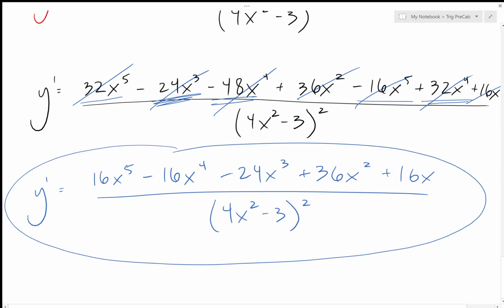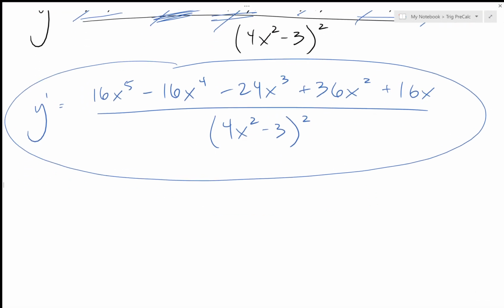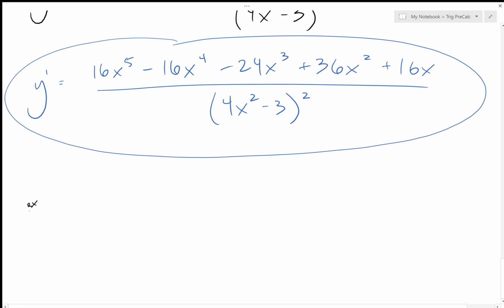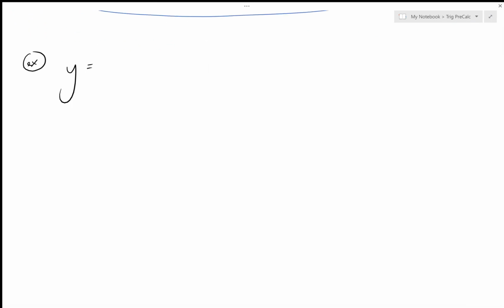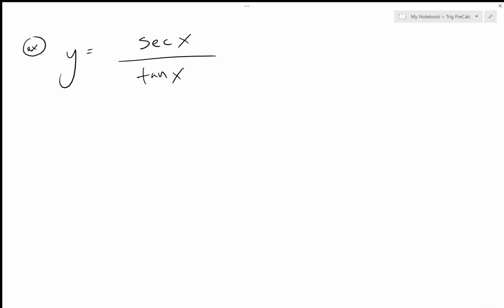Alright. Now I want to go ahead and take a look at a couple of trig ones, just because we like to throw those ones in as well. So for example, we want to find the derivative of secant x over tangent x. Now this is quotient rule because there's variable on top and bottom. Top is f, bottom is g. Remember the pattern is f prime times g minus f times g prime over g squared. So let's go ahead and do it.